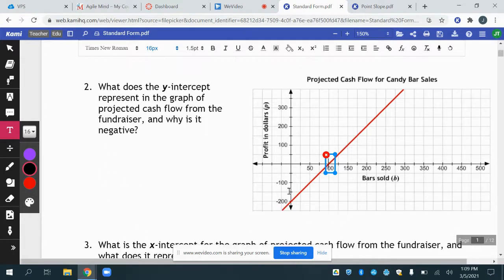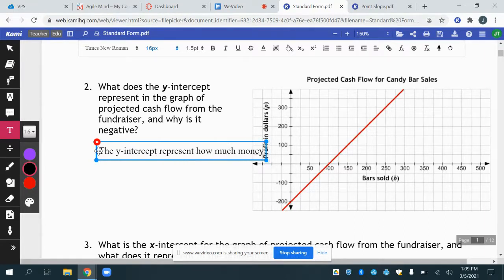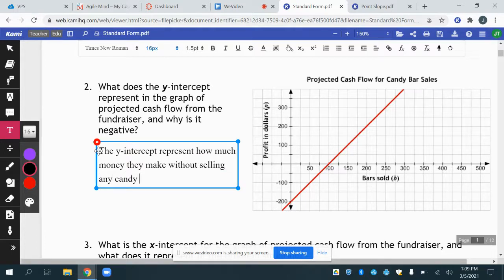So what does the y-intercept represent down here? The y-intercept represents how much money they make without selling any candy bars. B equals 0. Notice they're keeping track of bars sold with B right here, so it equals 0. This graph, the x-axis is at 0.